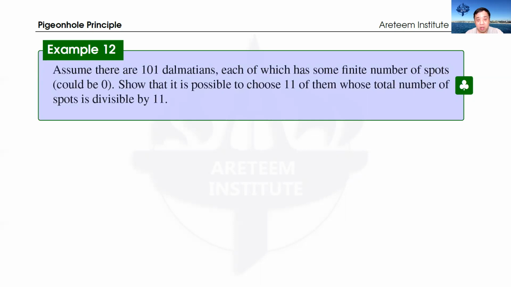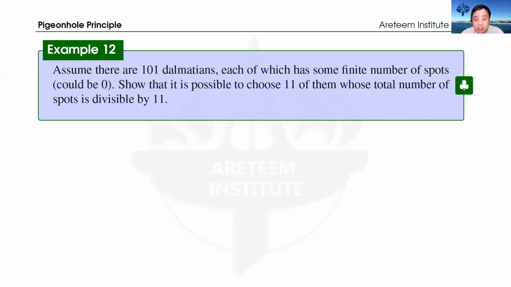So let's see. Assuming there are 101 Dalmatians, those are dogs. Dalmatians are like white dogs with black spots on them, right? So each dog has some finite number of spots. The spots could be 0, completely white. That's rare, but okay. So we just assume it could be 1 spot, 2 spots, any number. Show that it is possible to choose 11 of them whose total number of spots is divisible by 11.